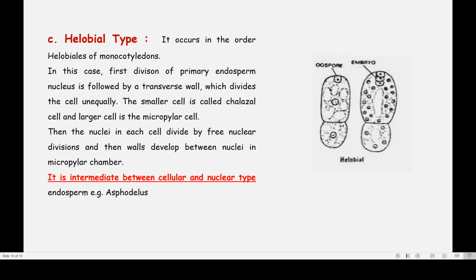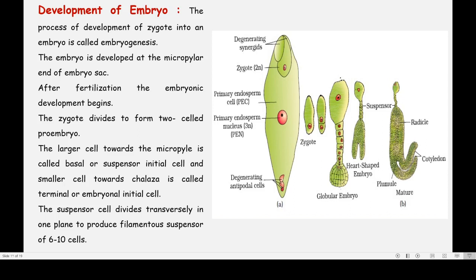So here what is happening, the first stage that we are observing is cellular, followed by the nuclear one. So it is a quite different type of endosperm. That is why it is called halobial type. The name has been given to that, this type is halobial type. So that was the endosperm development.